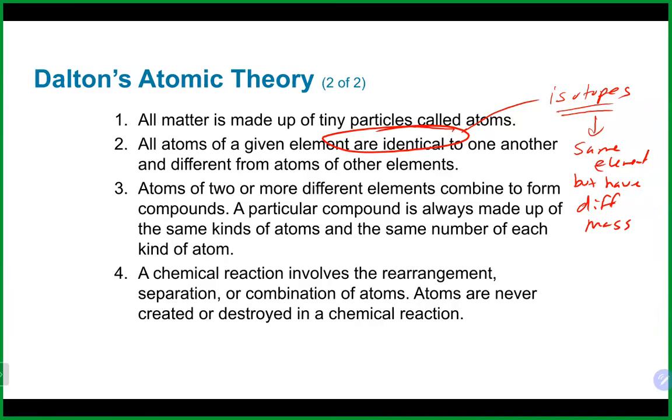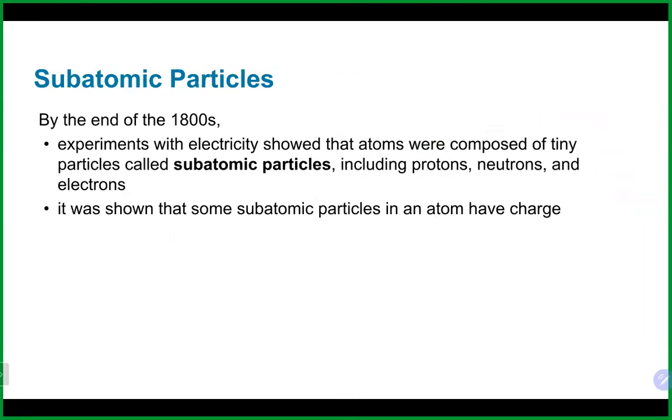So everything else is correct. We make a compound from a combination of a couple of elements. We break bonds and make bonds. We think of a reaction as really just a rearrangement. Those two things were later disproven: atoms being indestructible, and all atoms of the same element being identical to each other. So those are two things that are incorrect. Any questions about that? Okay.